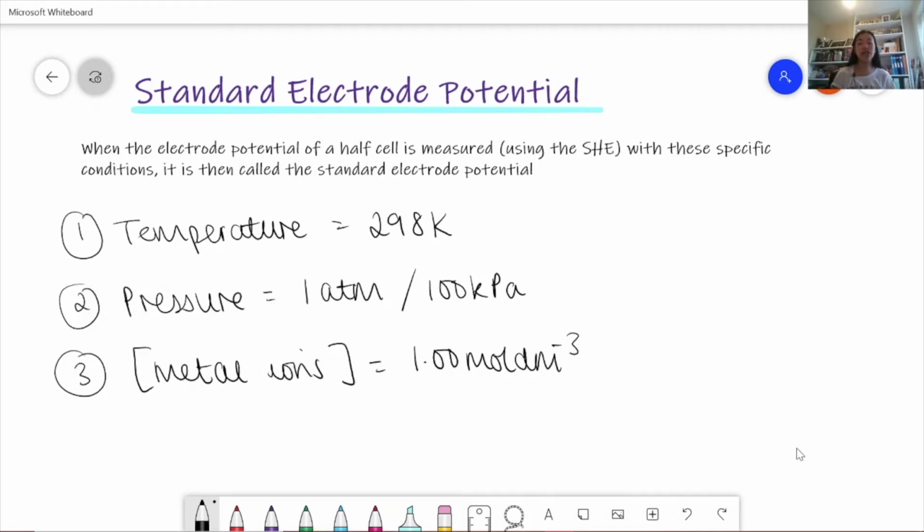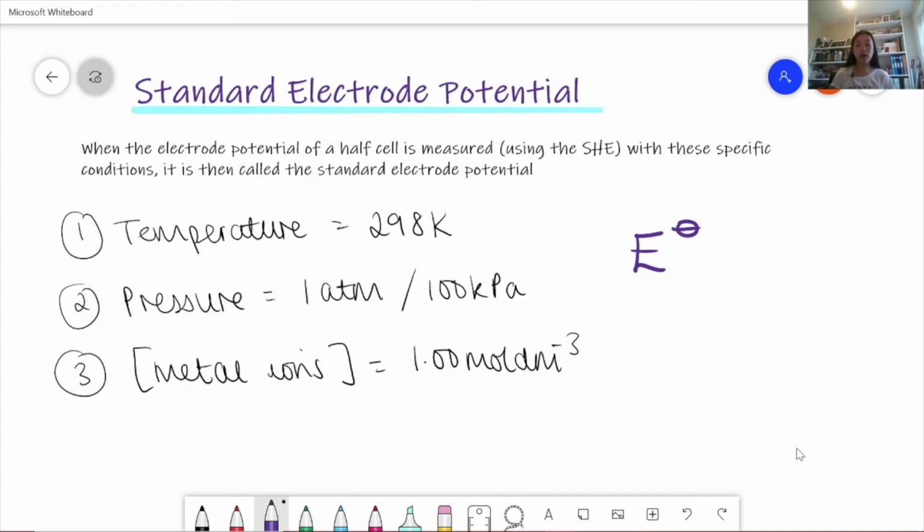And so when we measure the electrode potential, if we use all three of these conditions for our half cell that we're measuring, then we can call it the standard electrode potential. So whatever we record on the voltmeter, that is called the standard electrode potential. And we denote the standard electrode potential by a big E and this symbol at the top.